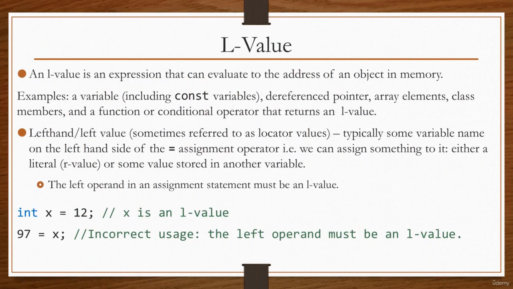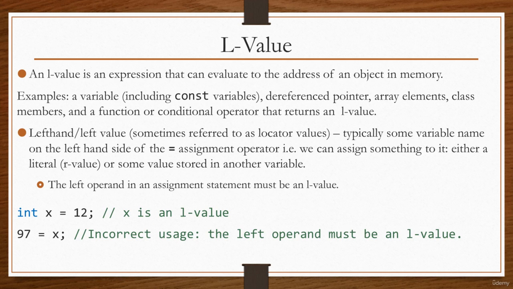Next, I want to talk about what an L value is. So an L value is an expression that evaluates to the address of an object in memory. An example is a variable, including const variables, or a dereferenced pointer. Of course, to dereference a pointer, it must have some valid address. You can't dereference a null pointer, for example. Array elements, those also have an address in memory, as we've seen. Class members, or a function or a conditional operator that returns an L value, maybe a pointer to a dynamic variable in memory, as we'll explain later.